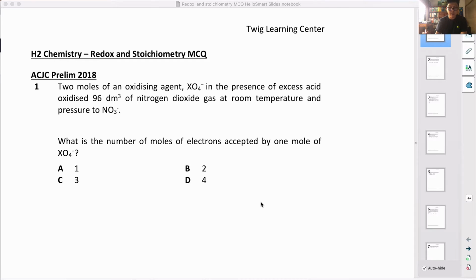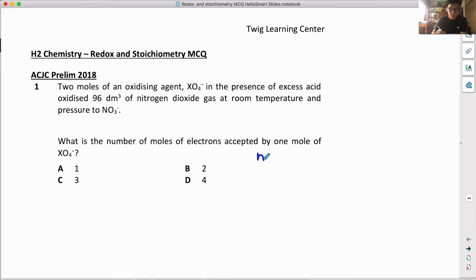2 moles of an oxidizing agent, XO4-, in the presence of excess acid, oxidize this number of moles of nitrogen dioxide at room temperature and pressure to NO3-. What is the number of moles of electrons accepted by 1 mole of XO4-? Normally for this type of question, you always have to try to find out the mole ratio first. Let's see how you do it.